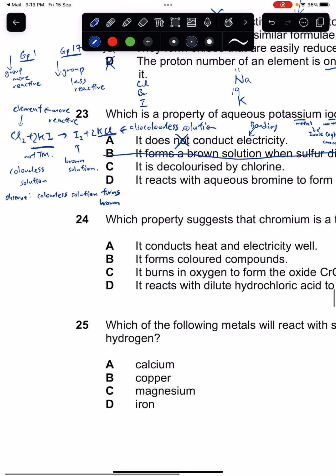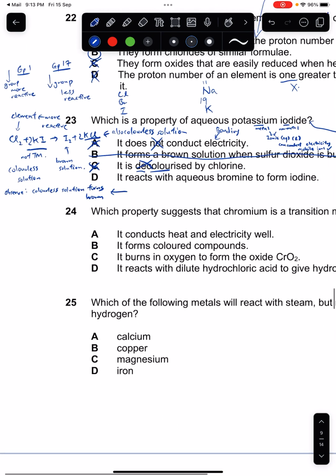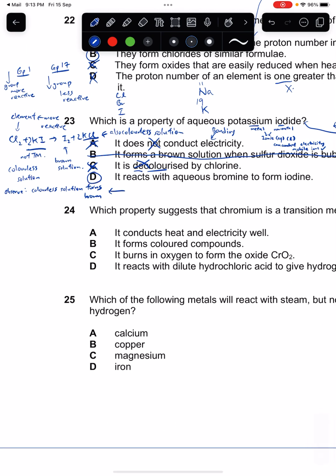But let's look at option C. It says decolorize. What is decolorize? I see the word de and color. So decolor means I go from something that has color to something that has no color. I lose my color. But looking at the answer here, colorless to brown, it is the opposite. So it is not decolorize. C is wrong, A is wrong. Answer is probably D. But let's continue and prove to ourselves that it's correct.